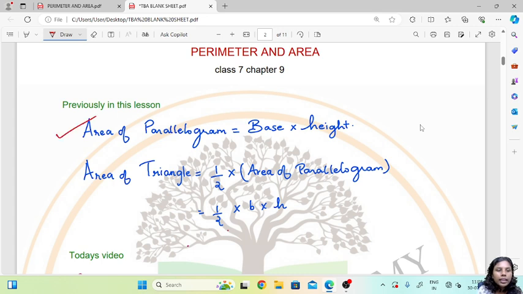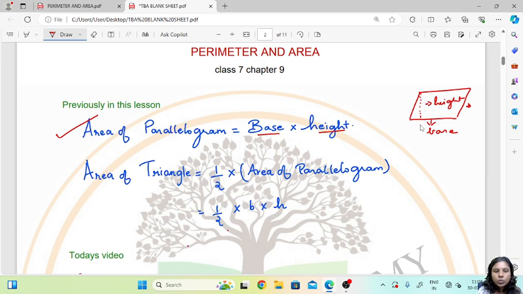One is the area of a parallelogram, that is this, and we considered this to be the base of it, and a perpendicular that is dropped down from here to be known as the height of it. So we said area of a parallelogram is base into its height.